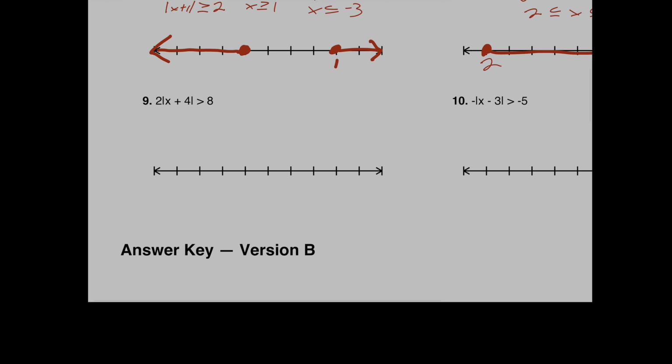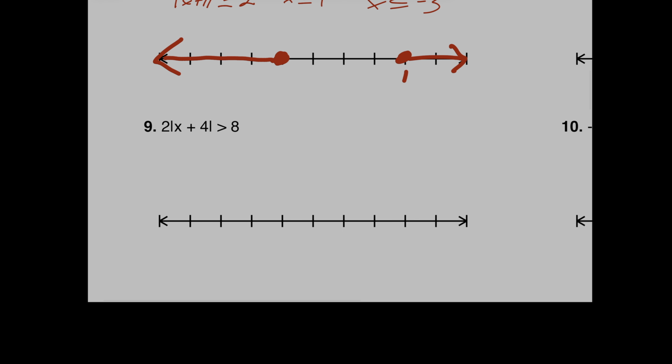All right, 2 more here. So this one, can't do anything with that 2 out in front. So I got to divide each side by 2. They die. And I get absolute value of x plus 4 is greater than 4. Okay? And then, well, absolute value is greater. That's an outie. Outies are x plus 4 is greater than 4, and the other one is x plus 4 is less than a negative 4.